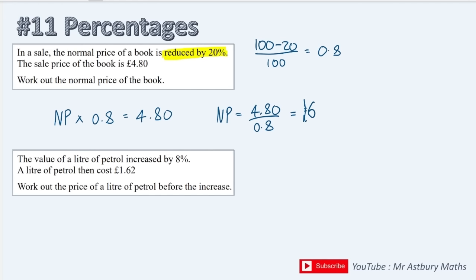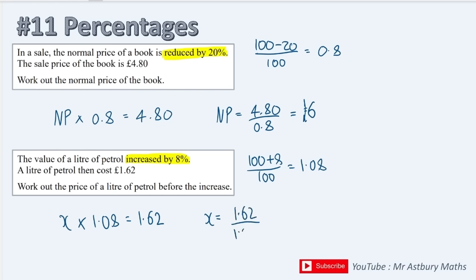Okay, here we go. Very similar question, but this time there was an increase of 8%. So an increase of 8% is 100 plus 8 divided by 100, which is 1.08. Work out the price of the petrol before the increase. So let's call that X, and it was multiplied by 1.08, and that equaled 1.62. So reversing this tells me that X is equal to 1.62 divided by 1.08, which is equal to £1.50.